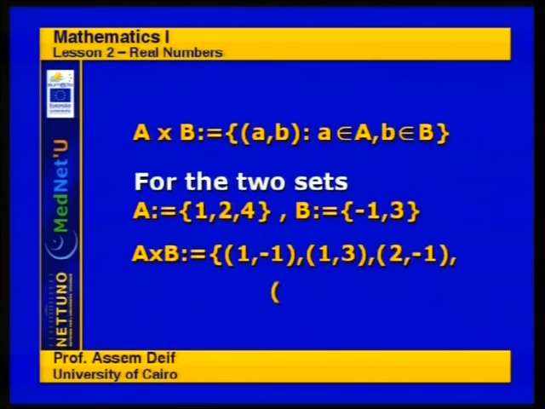For example, we have here two sets A and B. A is 1, 2, and 4, and B is minus 1 and 3. So the Cartesian product of these two sets is what? It is the set composed of all ordered pairs: 1 with minus 1 and 1 with 3, and again 2 with minus 1 and 2 with 3, and finally 4 with minus 1 and 4 with 3. This is the Cartesian product between two sets A and B. Of course, here the two sets are finite.